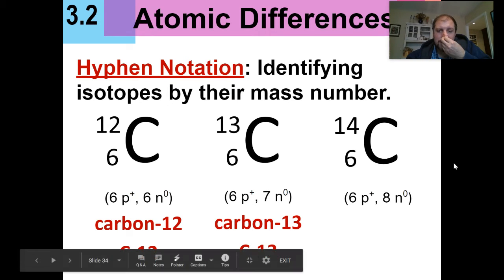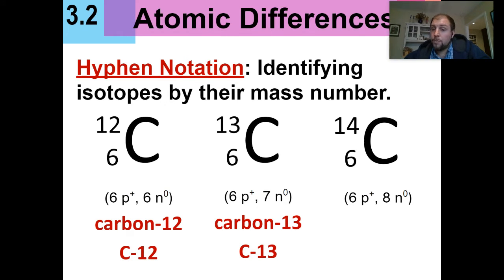This last isotope of carbon is carbon 14, which you might have heard of before. It's a carbon with 6 protons and 8 neutrons. So we call it carbon 14 because it has a mass of 14, or C14. Now these are the ways that we would identify isotopes of the same element.